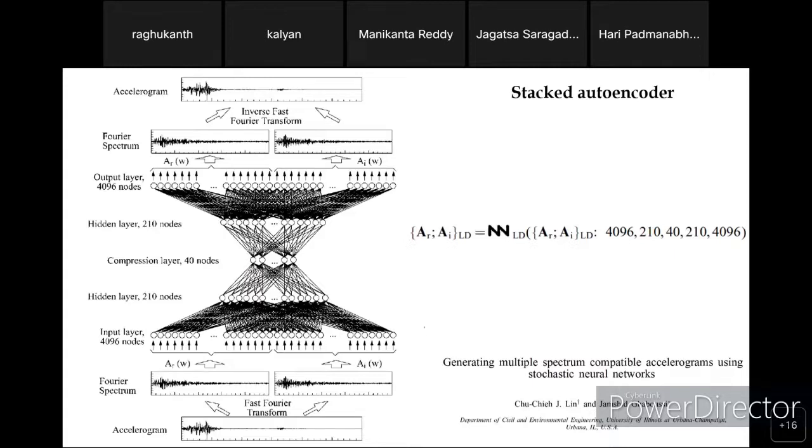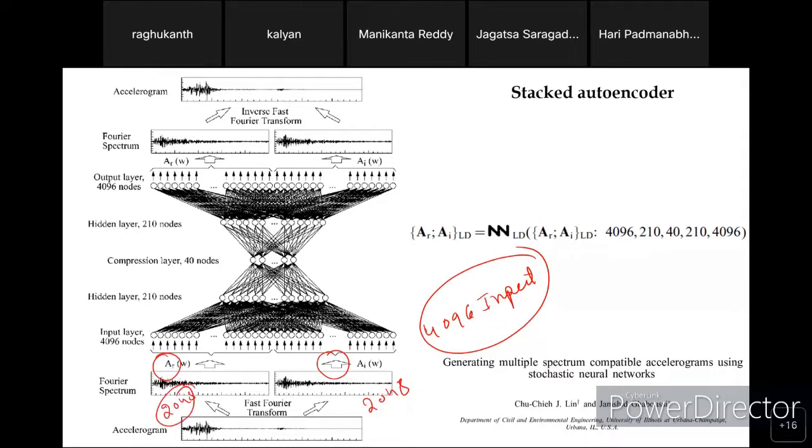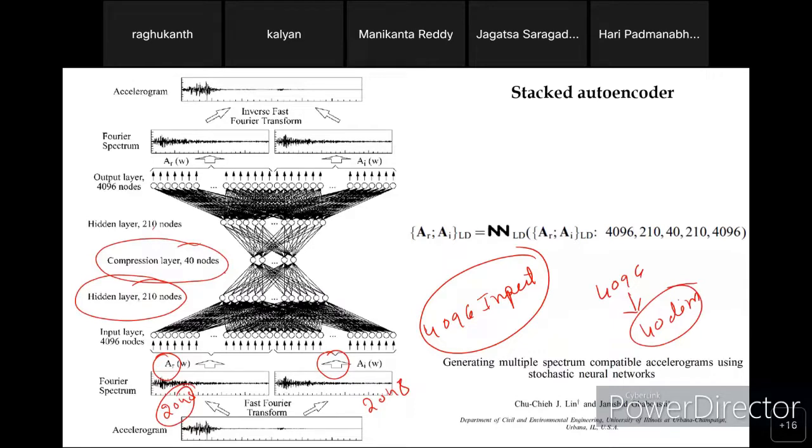So this is a typical thing. You can see something like 4,096 input nodes. Say a time history, he takes a fast Fourier transform, real part, imaginary part, that is 2048 real parts and 2048 imaginary parts. So he goes from 4096 to 210, then to 40, then once again 210 and 4096. So this 4096 has been reduced to a 40 dimensional space. This is what the auto encoder does.